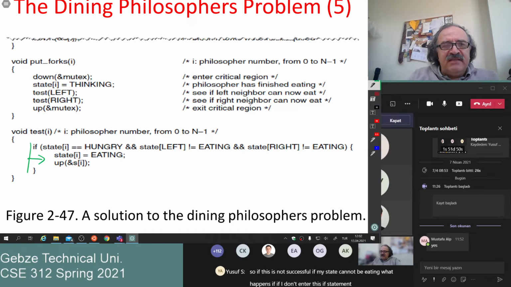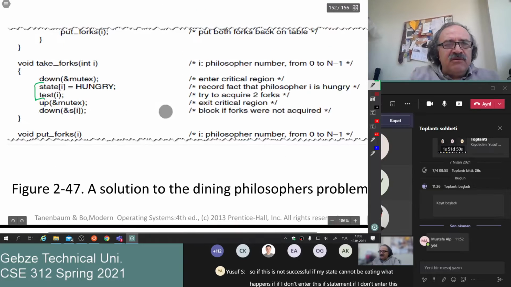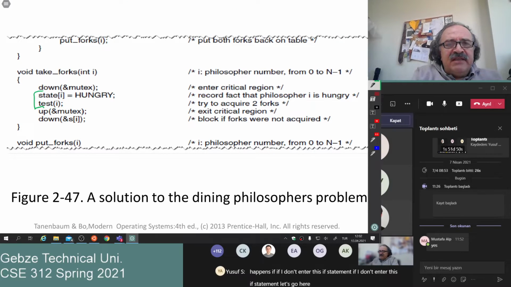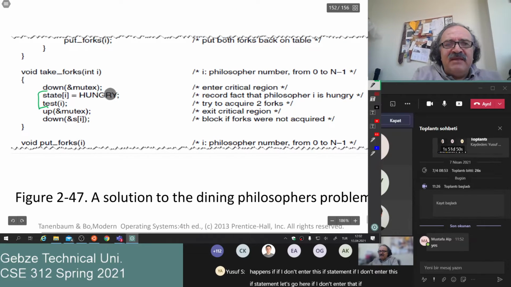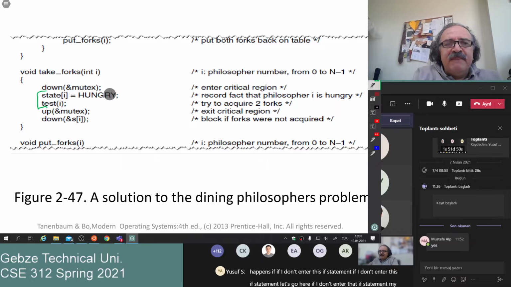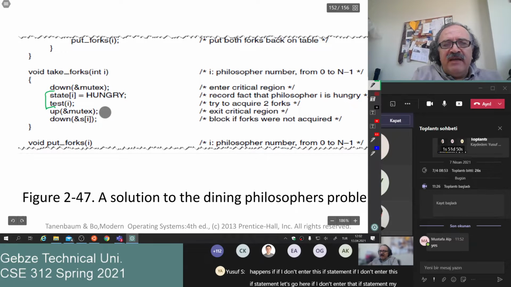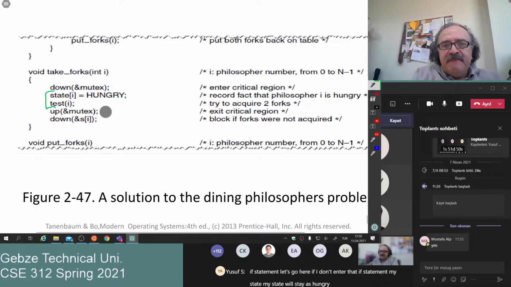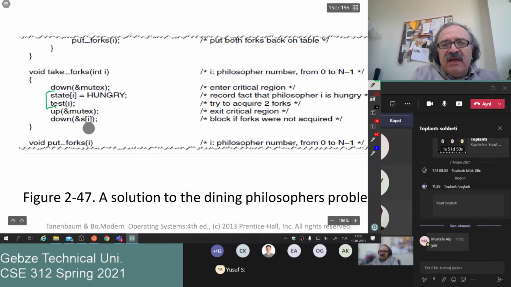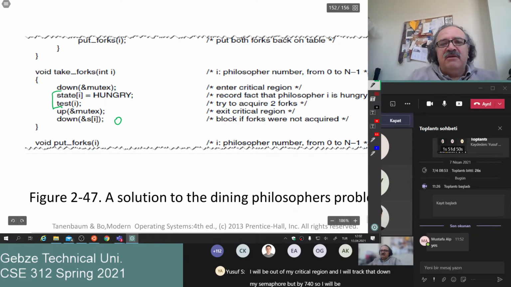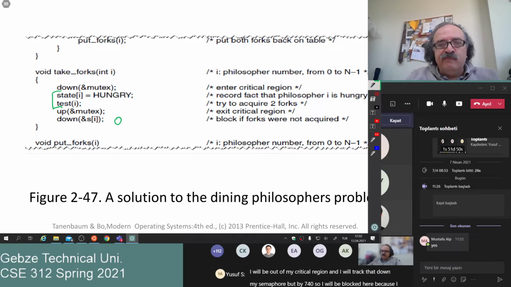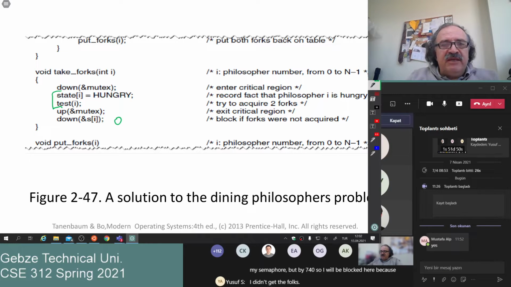If I don't enter that if statement, my state will stay as hungry. I will be out of my critical region, and I will try to down my semaphore, but my semaphore is 0, so I will be blocked here because I didn't get the forks. Okay, so I couldn't get the forks.